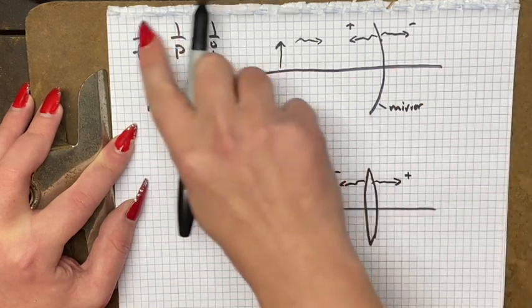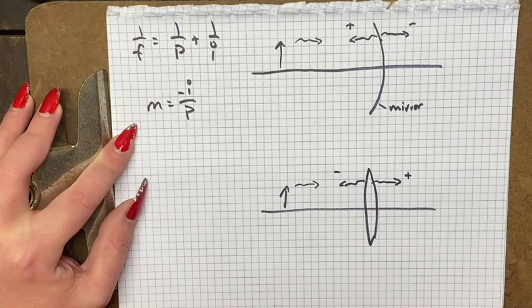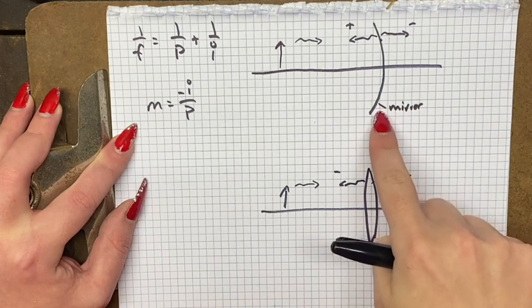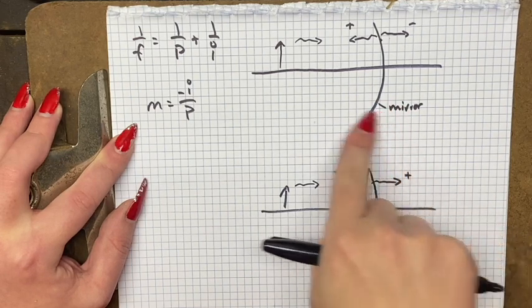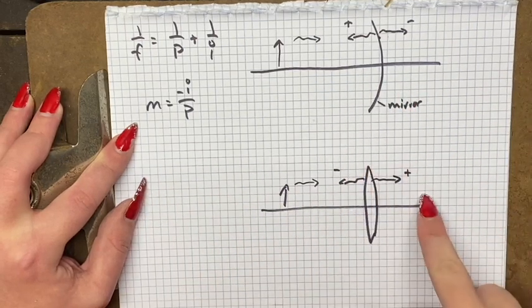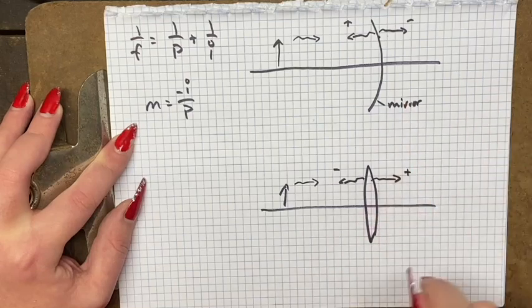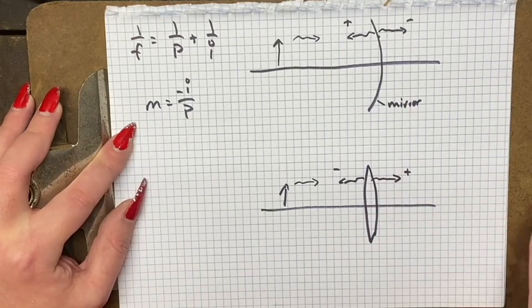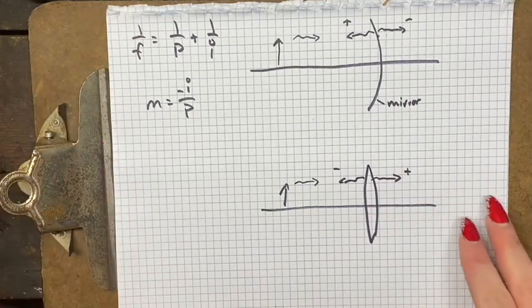They use the same equations, but when we deal with, is this concave or convex? Is it converging, diverging? How do we deal with the signs? That's when you want to look at this situation, right? Follow the light. Does it go through or does it bounce off? And that will be the key in helping you figure out the sign convention for this particular device that you're working with.